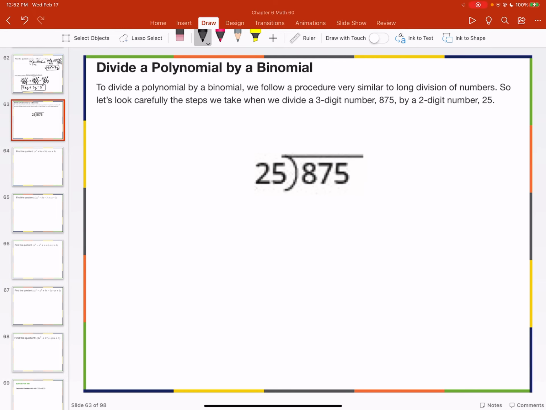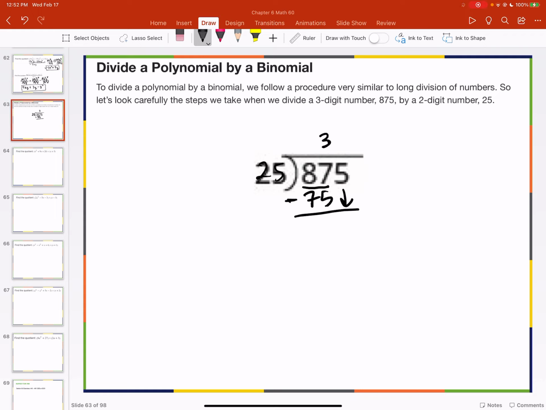Okay, and now to divide a polynomial by a binomial. So before we do that, let's just go through the steps of long division because that's the process that we're going to use. So remember the following. If we are dividing 875 by 25, we look at 87, right? And we say, okay, how many times does 25 go into 87? We say 3 because it's 75. So then we take the product, 3 times 25 is 75, and we subtract.